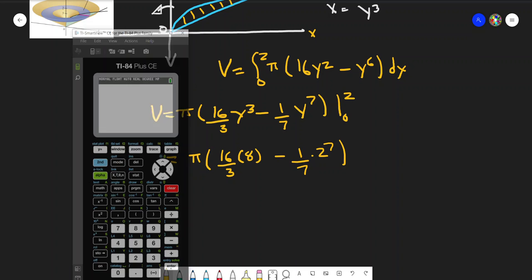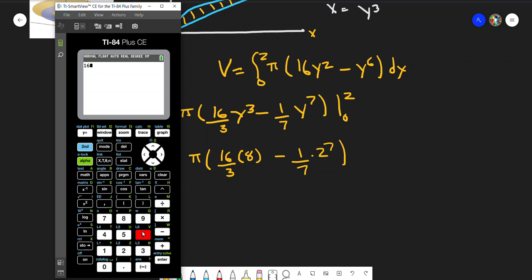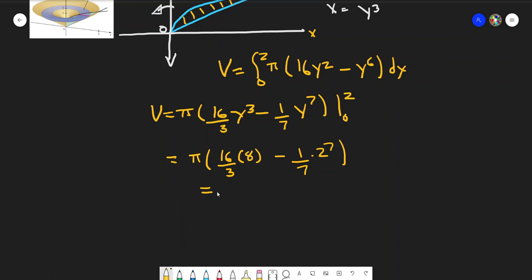So let's just use our calculator for a change. 16 divided by 3, multiply that by 8, and then subtract 2 raised to the 7th divided by 7. Okay, so it's going to be 512 over 21 pi, and that's going to be units cubed.